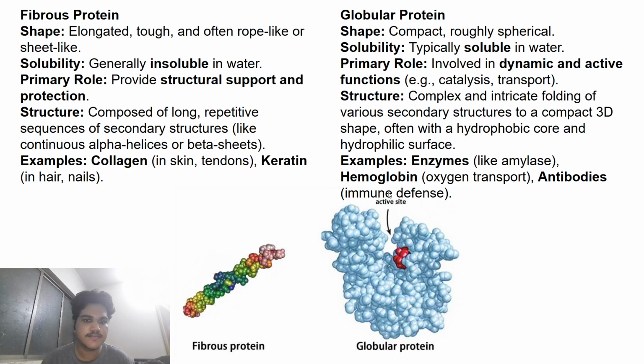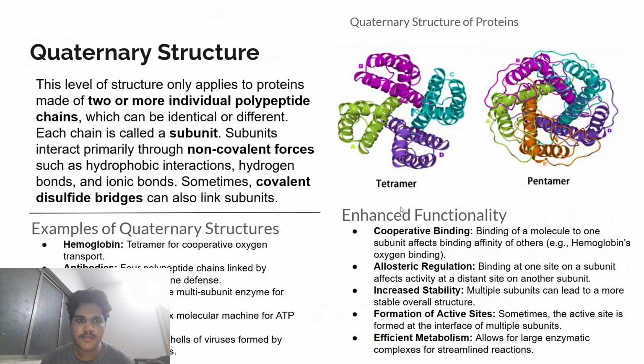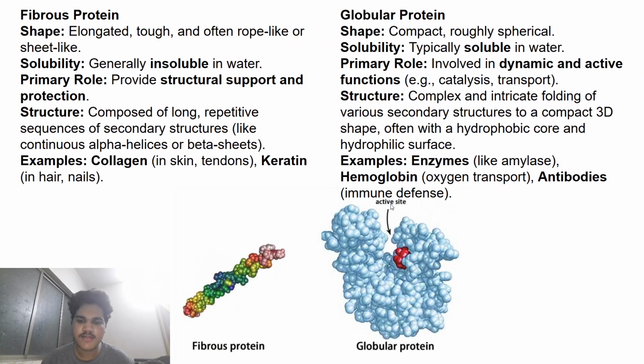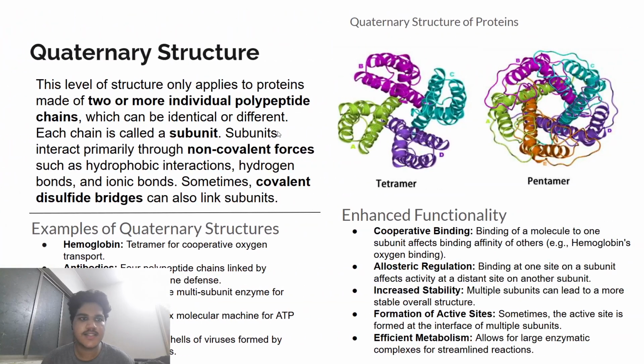immune defense. Fibrous proteins: elongated, tough, and often rope-like or sheet-like, generally insoluble in water, provide structural support and protection, composed of long repetitive sequences of secondary structures like continuous alpha helices and beta sheets. Examples are collagen in skin and tendons, and keratin in hair, nails, etc. So as we see here in the globular protein, there's a red spot over here, which is the active site. We'll get more into the active site in the further slides.